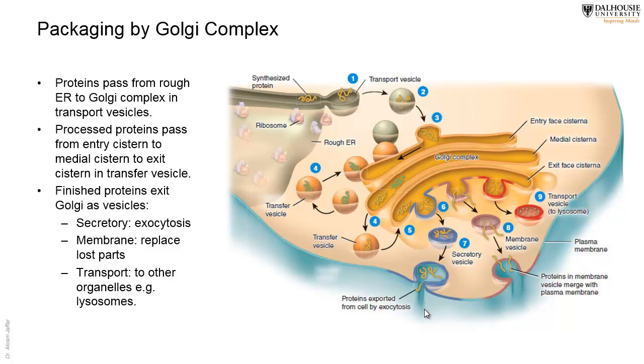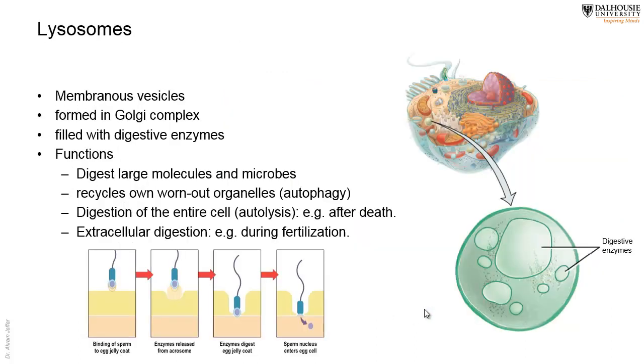Or they can replace worn out parts of the membrane proteins. Some of these are worn out, defective proteins, so they will be attacked and fused with lysosomes to be digested. The lysosomes are membrane vesicles that are formed in the Golgi complex, but they contain digestive enzymes. And these digestive enzymes have several functions. They can digest large molecules and microbes.